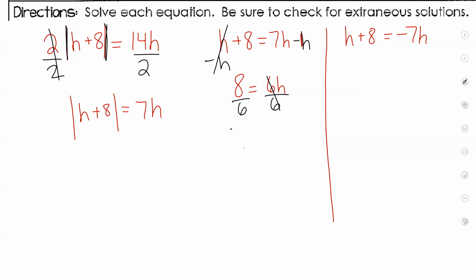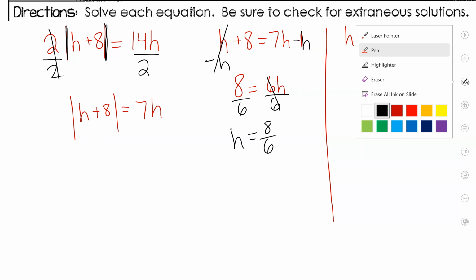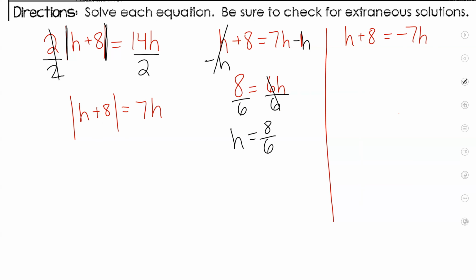So we have h is equal to 8/6. And we always need to simplify our fractions. And do we know how to simplify fractions? It will be 4/3. How did you get 4/3? Yep, you divided both by 2. So we're going to simplify this. So h is 8 divided by 2 is 4, and 6 divided by 2 is 3. So that's our first answer.